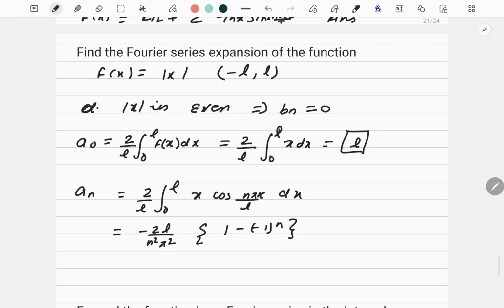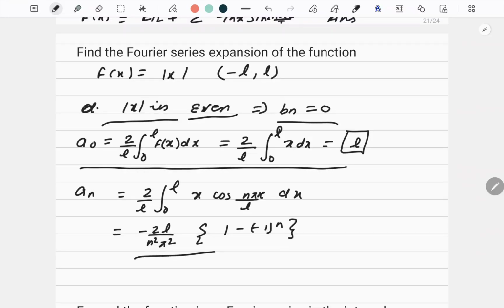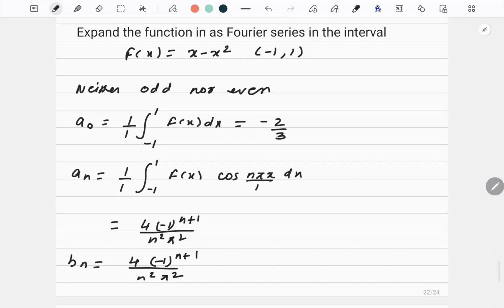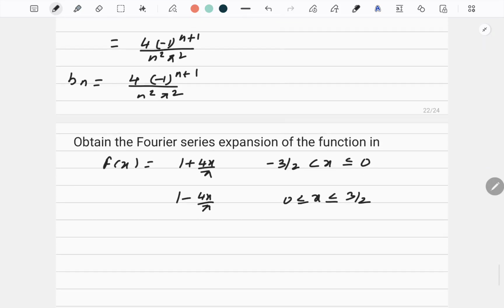Same way I can do this question, find the Fourier series expansion. Since mod x I have already done in the previous minus pi to pi range. So just see this, this is an even function, so bn will become 0. Find out a0 by formula and find out an by formula. So pause the video, solve it yourself. Same way this type of question also I have done. So I have just written the answer for your reference so that you can cross check the question.